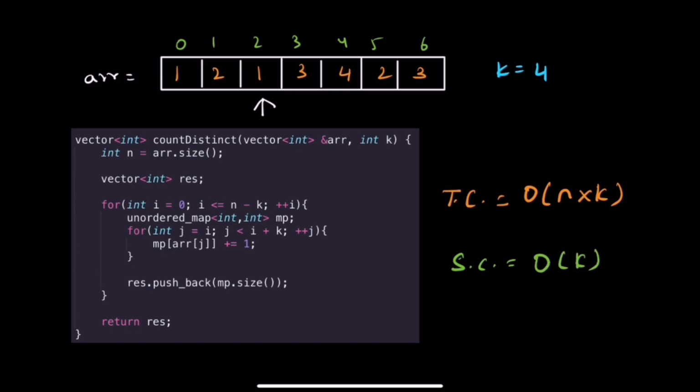And we need not care about the result space, because the problem itself expects us to return a vector of int. So the only additional data structure we used is the hash map.